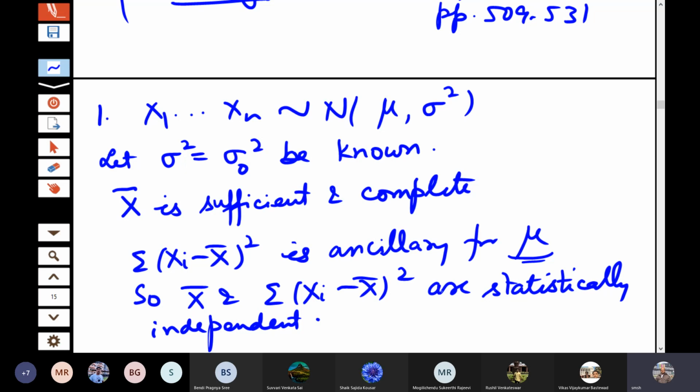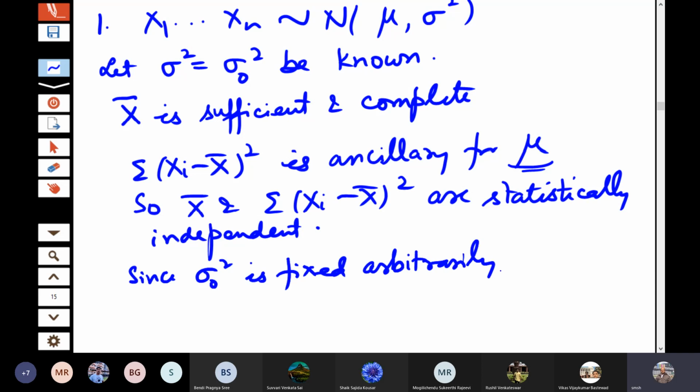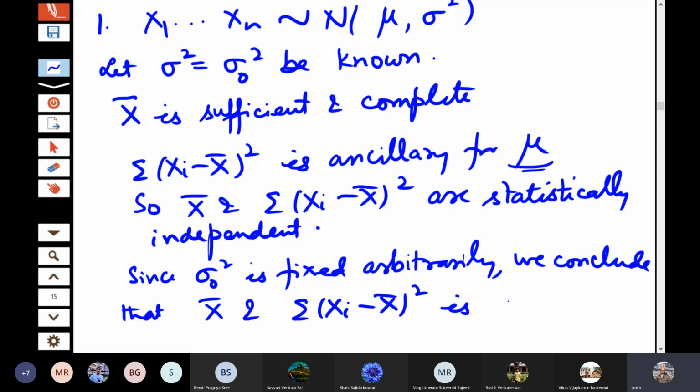Now, if you look at this statement carefully, I said let sigma square equal to sigma naught square be known. Okay. So now if it is known and I keep on changing the values here, then for every sigma square equal to sigma naught square, the same statement will be true. Therefore, because here the distribution of sigma xi minus x bar square will not involve mu, whatever be the mu, and whatever be sigma square. So since sigma naught square is fixed arbitrarily, we conclude that x bar and sigma xi minus x bar square are independent. Okay.